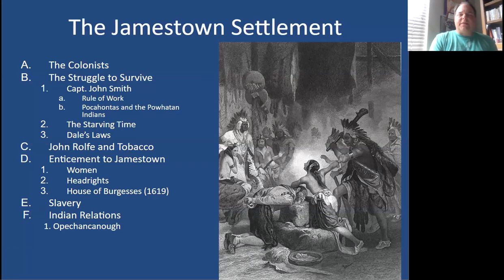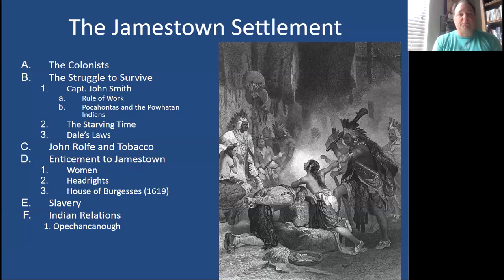And it does appear that they could eventually become free and own their own land, but they did still stand out among the rest of the colonists. So it's interesting that these two things happened at the same time: democracy established with the House of Burgesses, but something that's going to grow into permanent slavery is also established in 1619.